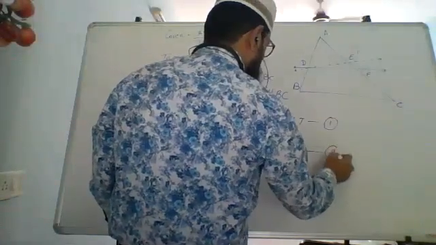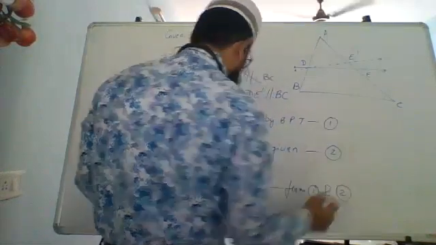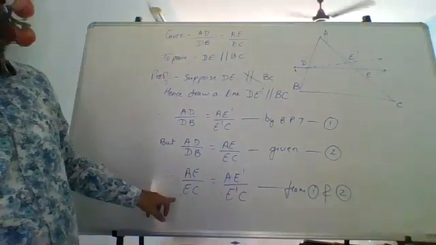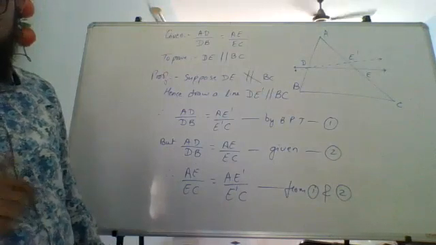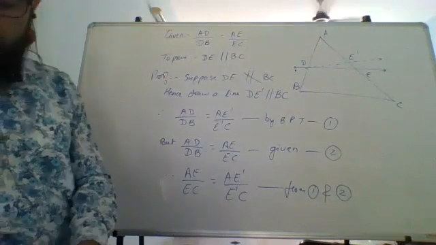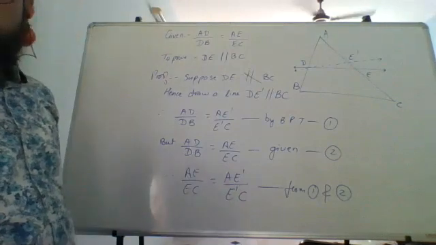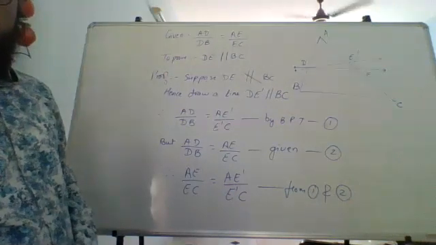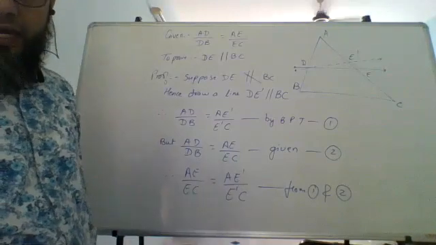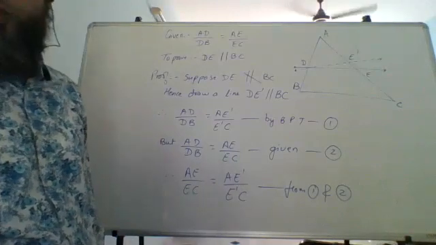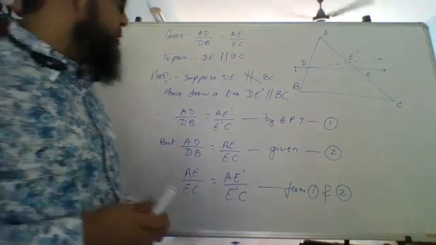Call these 1 and 2. From 1 and 2, E lies between A and C, and E dash also lies between A and C, and both of them have the same ratio. So if both ratios are the same, that means E and E dash have to coincide. There is no choice. Why? I'll explain it over here.